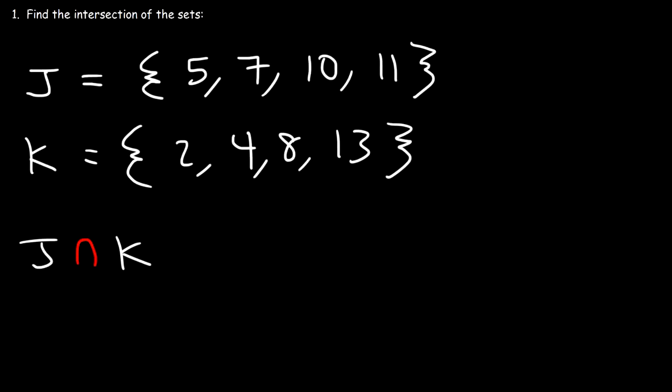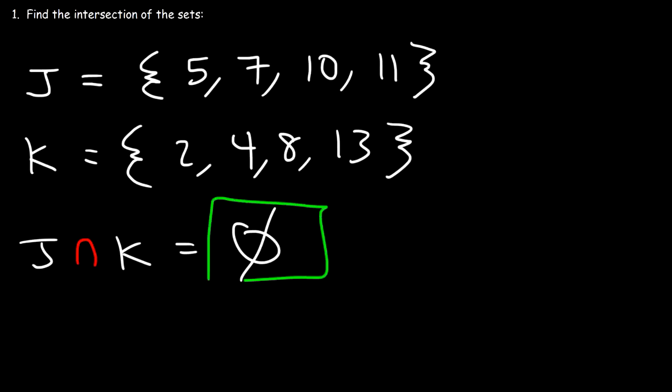Now notice that there is no common element shared between the two sets. The elements in J are completely different from the elements in K. So in that case, the intersection of J and K is going to be empty. There's going to be nothing inside. So if there's nothing inside, if you have an empty set, you have a null set. So this is the answer. You have to use the Greek symbol phi.